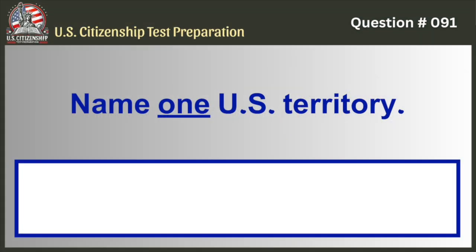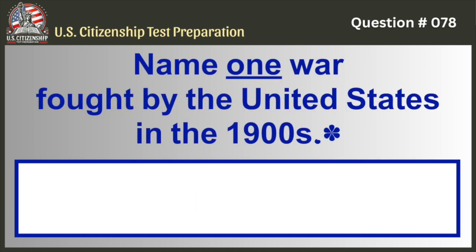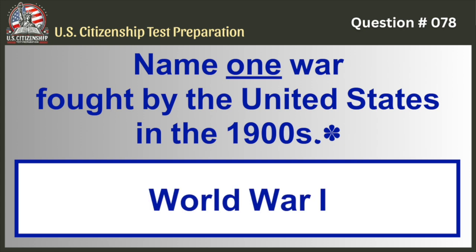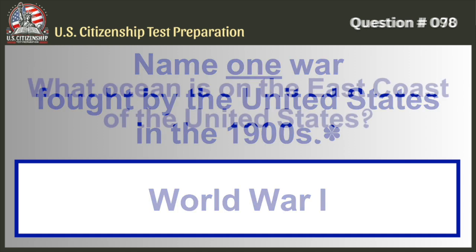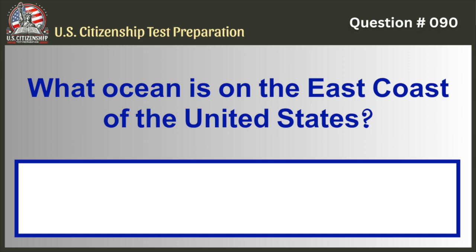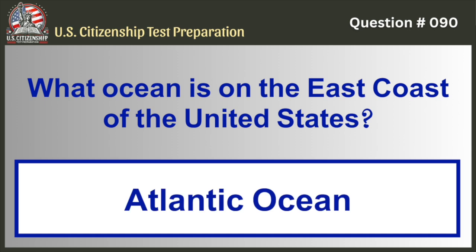Name one U.S. territory. Guam. Name one war fought by the United States in the 1900s. World War I. What ocean is on the east coast of the United States? Atlantic Ocean.